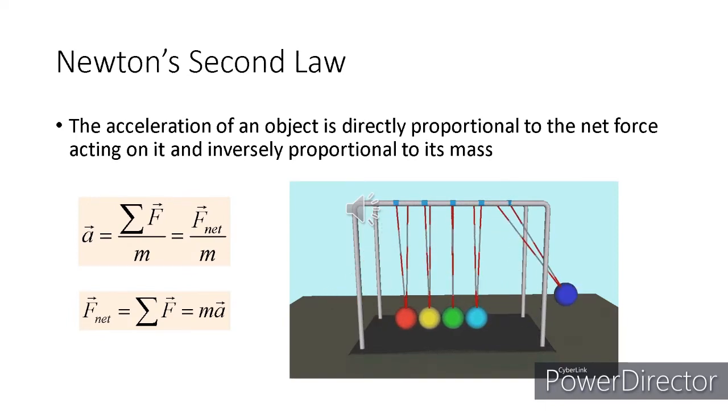Now, we will proceed to Newton's second law, the law of acceleration. The acceleration of an object is directly proportional to the net force acting on it and inversely proportional to its mass. So, the formula for acceleration is a equals F over m, or the summation of F is equal to mass times acceleration. So, that is the formula for the second law.